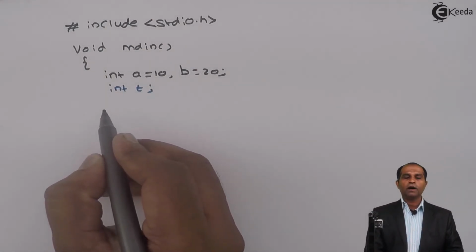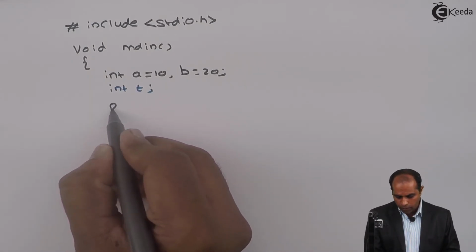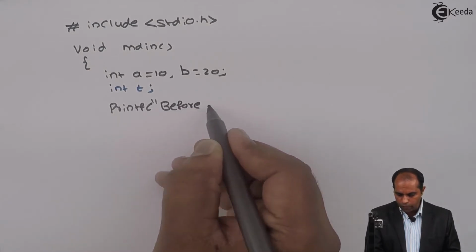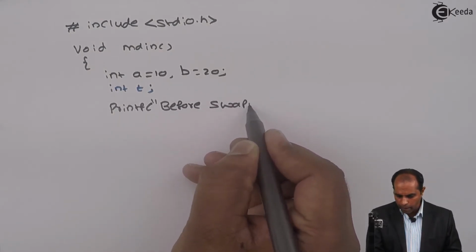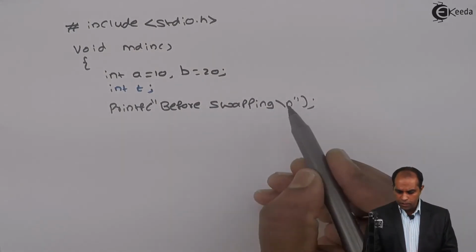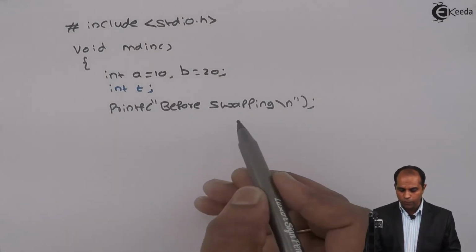Let's first display the values of A and B before I carry out the swapping process. So I'll say printf before swapping \n. The \n sequence, what it does is it will display the cursor on the next line after displaying before swapping. So on the screen you'll get before swapping.